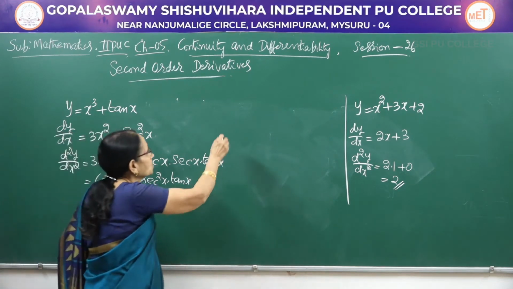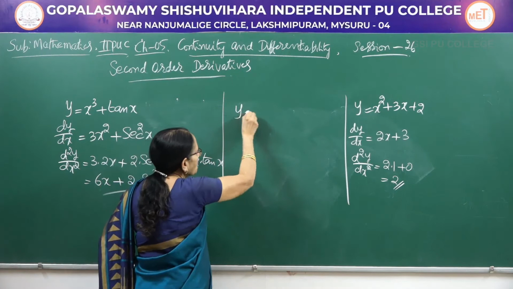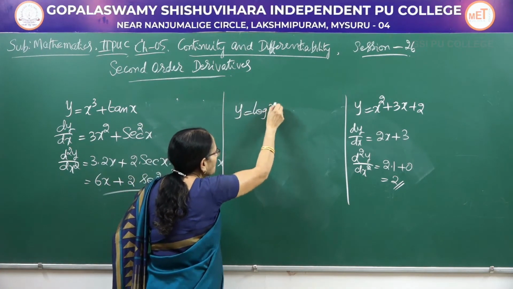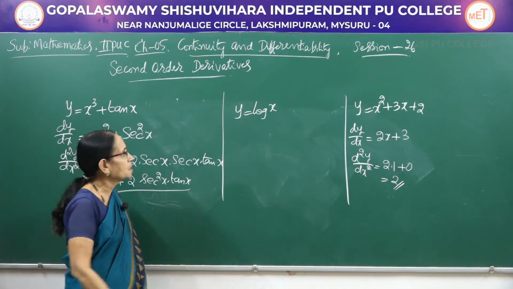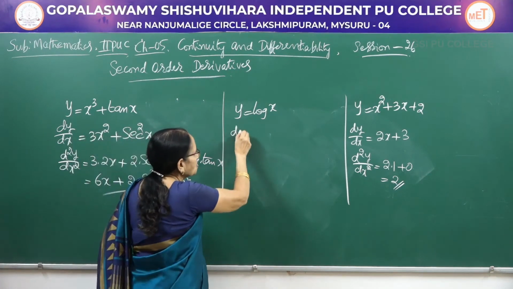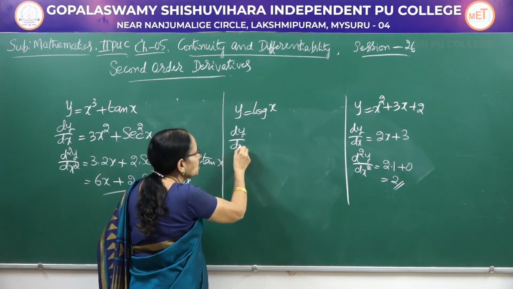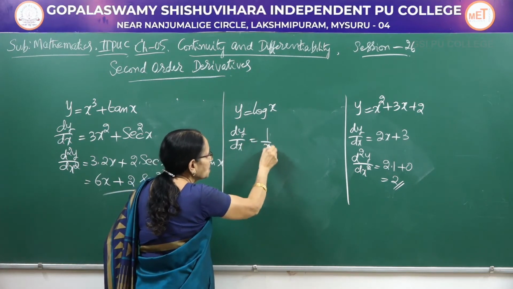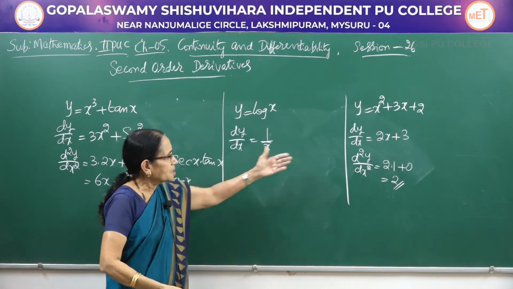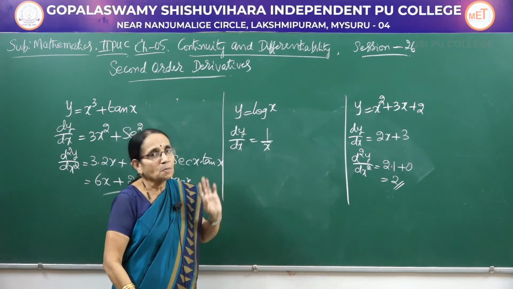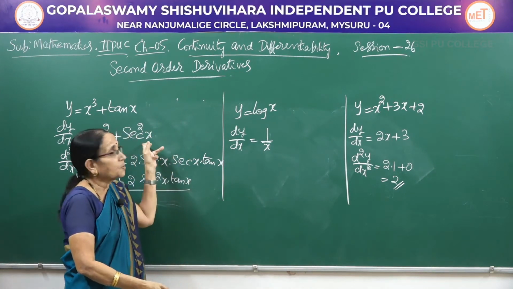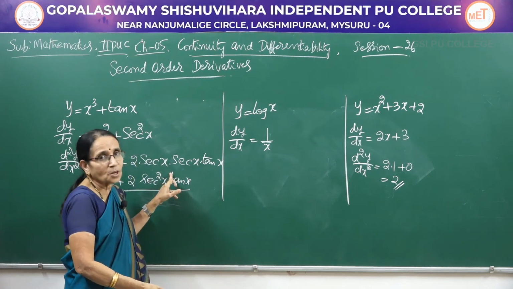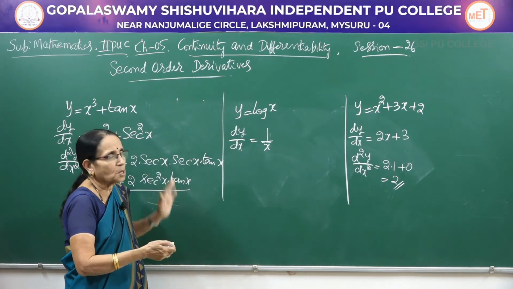Now let us move on to the next problem. Again I am considering a basic function, y is equal to log x. Here what is the first derivative? What is the derivative of log x? It is 1 by x. It is very simple. Again, such problems you can expect only for a 1 mark question. Now in this one you can expect a 2 mark question, because here we are applying the chain rule, a little bit complicated compared to this one.